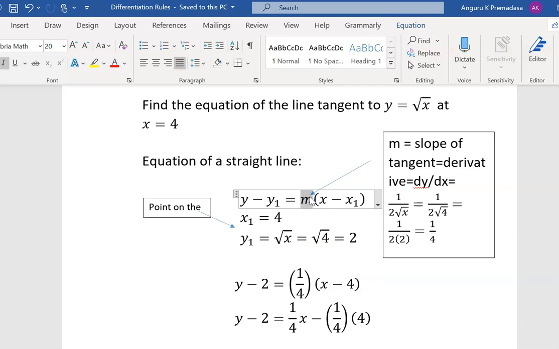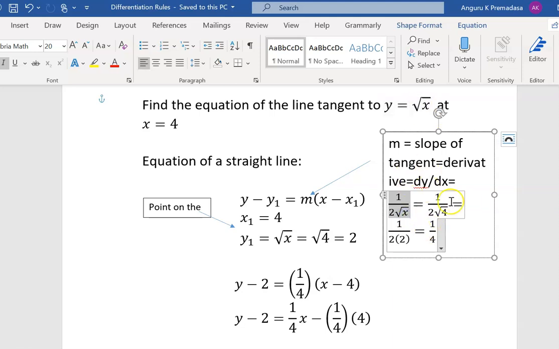m is the slope of the tangent, which is the derivative, but now we don't have to use the limit definition. We can just find the derivative using the formula. So if you use the formula, square root x is x to the 1 half. So the derivative of that is 1 over 2 square root x by using the power rule as we did before, right? And now we can just plug in for x. We get 1 over 2 times square root of 4, right? So square root 4 is 2. So 1 over 2 times 2.